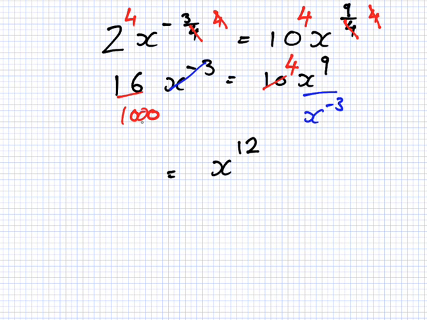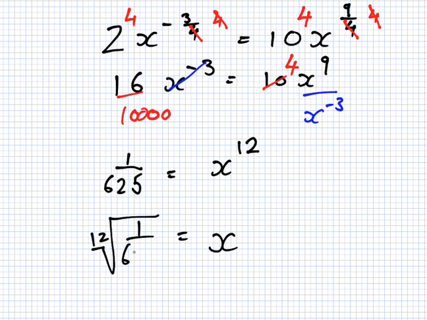16 over 10,000. 10 power 4, 4 zeros. 10 power 4, yeah? What's 16 over 10,000? Over 625. That's for x power 12. This is x9 divided by x minus 3. That's 9 minus 3. That's 9 plus 3, so that's 12. So in the last line here would be x would be the 12th root of 1 over 625.